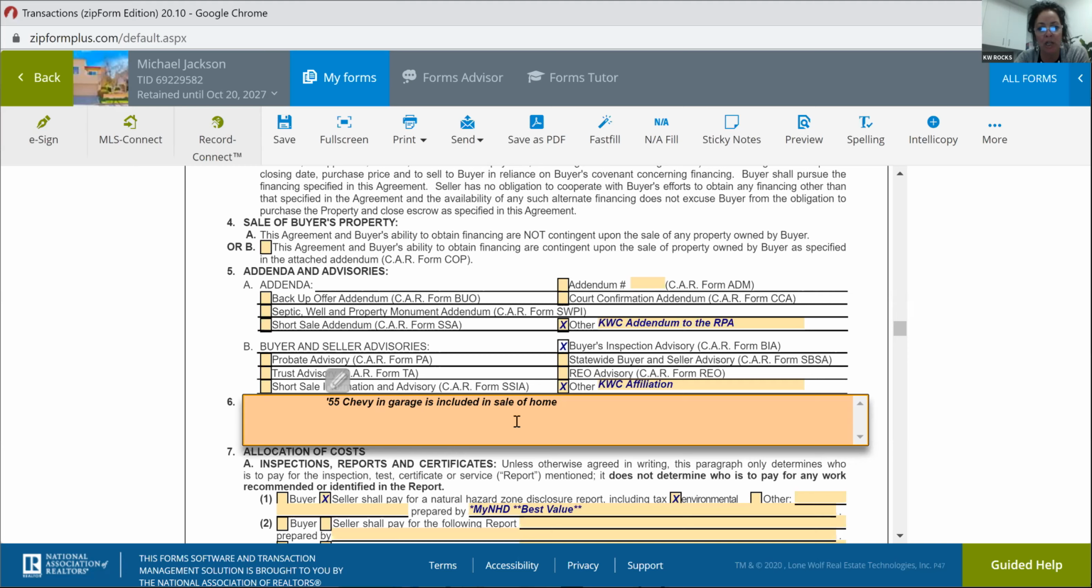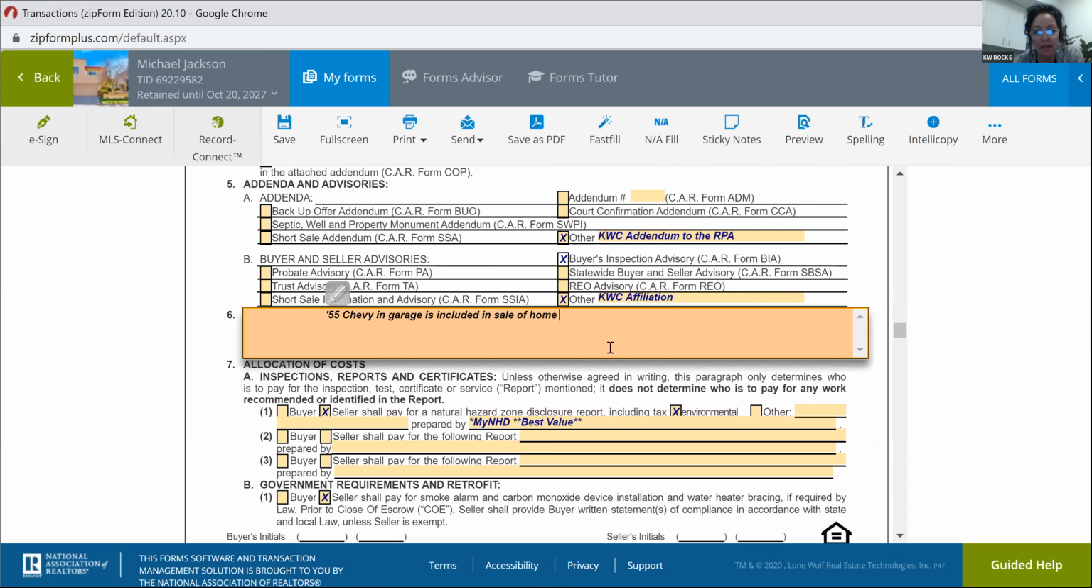A 55 Chevy in the garage is included in the sale of the home. They closed escrow, no one mentioned it. The buyer got there, and the car is not in the garage. Guess what? The listing agent had to buy him a 55 Chevy, right? Because it's in the agreement. So just make sure that you pay attention to everything.